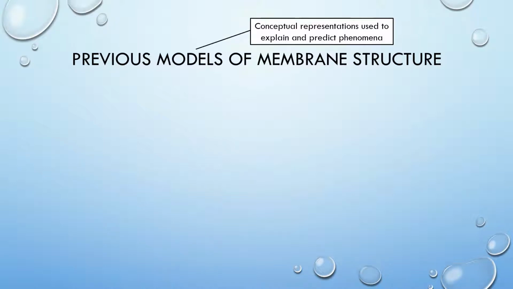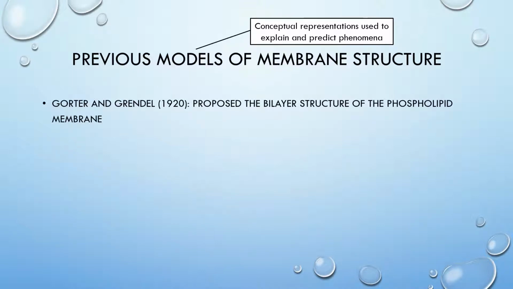Anyways, a model is a conceptual representation used to explain and predict phenomena. You guys might need to define this on a test, so if you didn't know what a model is, there you go. Anyways, Gorter and Grendel in 1920 proposed the bilayer structure of the phospholipid membrane.